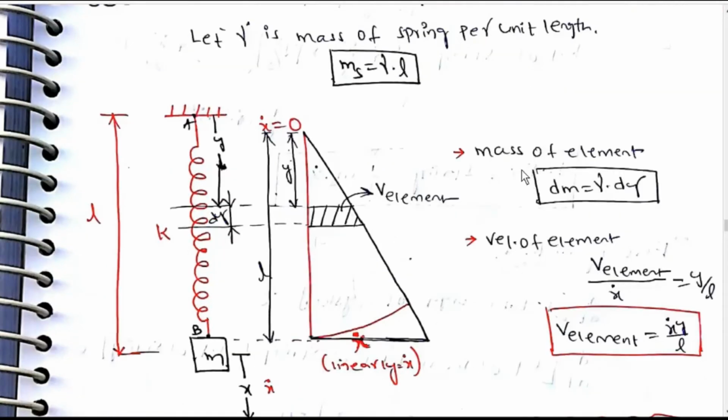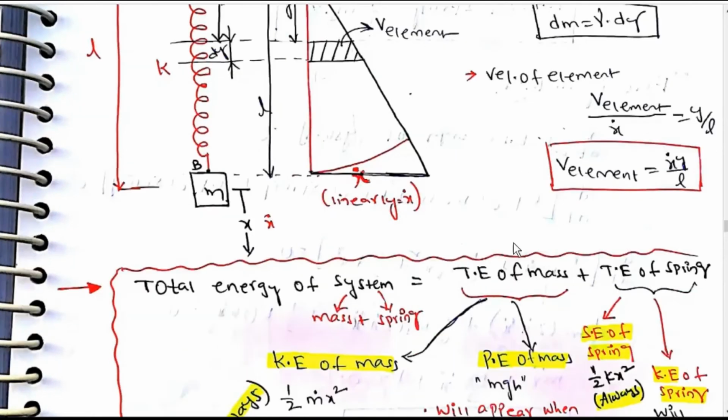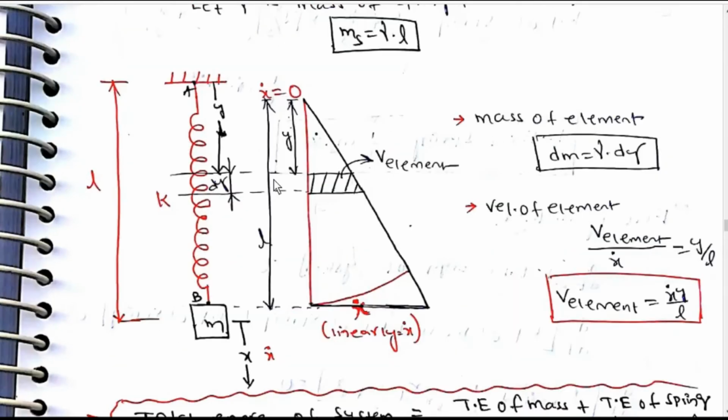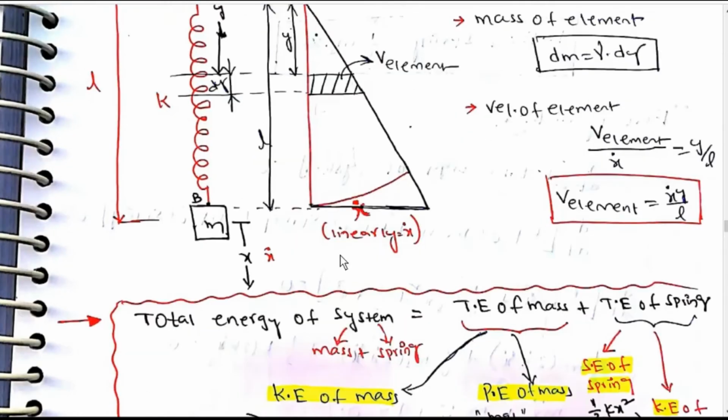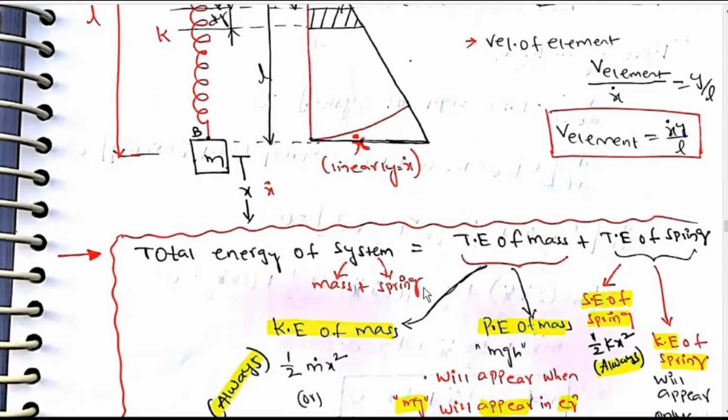Mass of element dm is equal to gamma dy. Velocity of element, v element by x dot is equal to y by L. V element is equal to x dot y by L. Total energy of system, mass plus spring, is equal to total energy of mass plus total energy of spring.